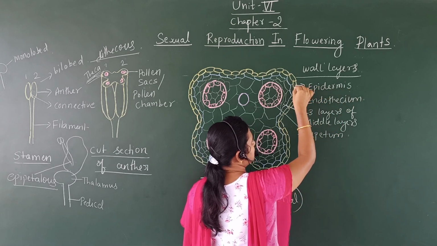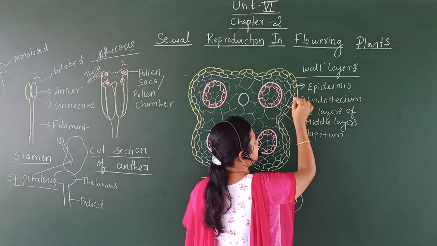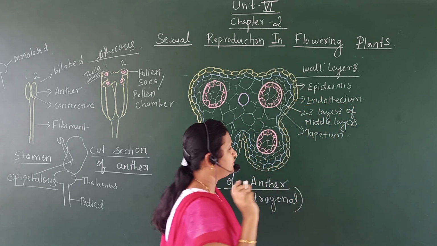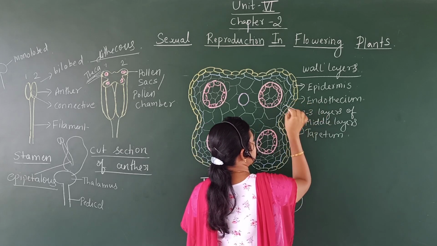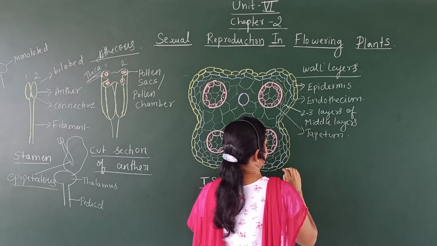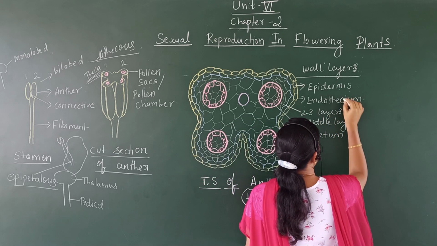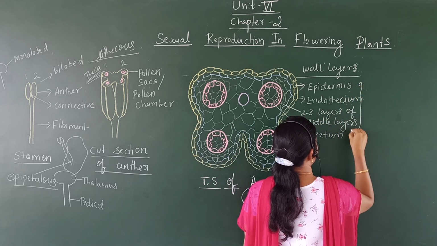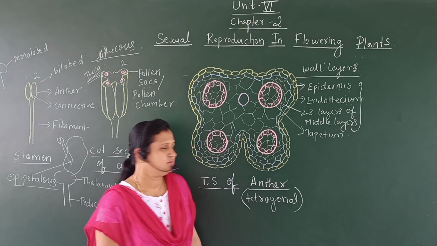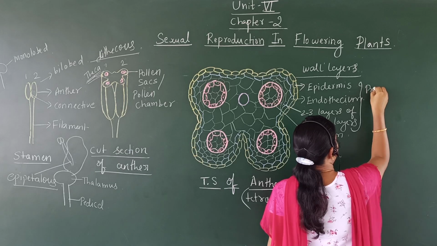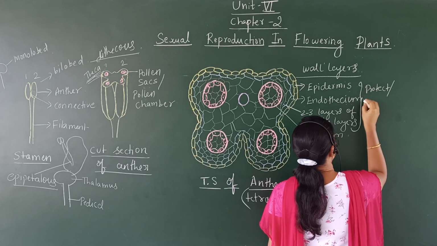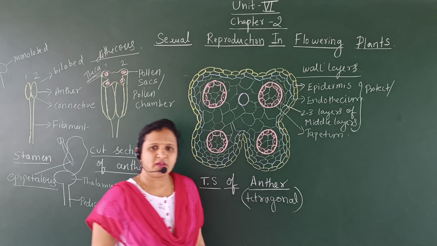Epidermis, outermost single layer. Next to the epidermis, endothecium. Even this is a single layer. And next to the endothecium, it is 2 to 3 layers of middle layers. And these epidermis, endothecium and middle layers, all of them protect the anther, and also help in the opening up of the anther.